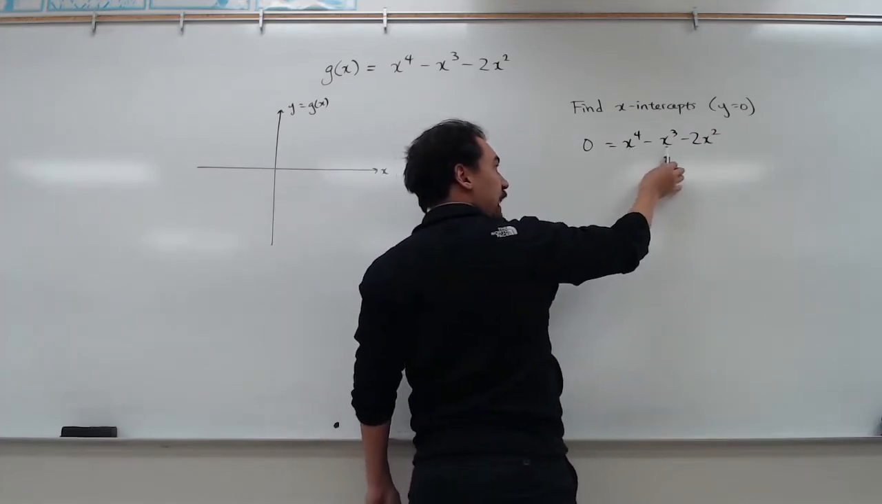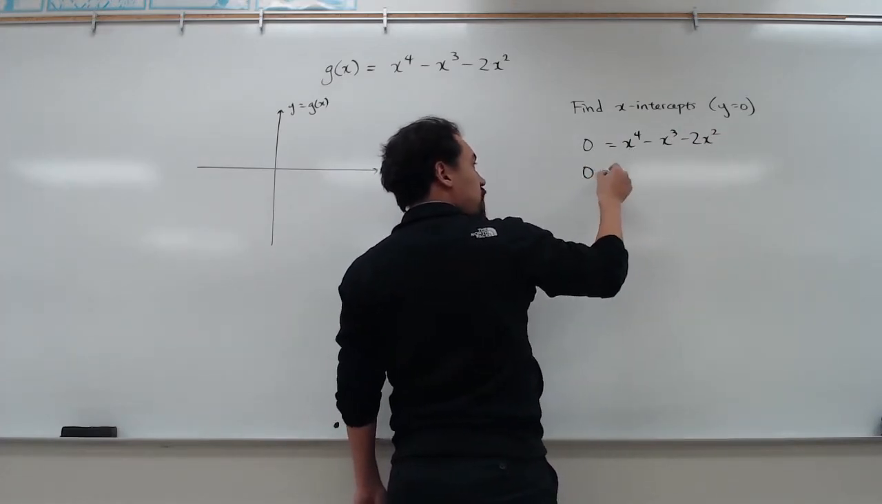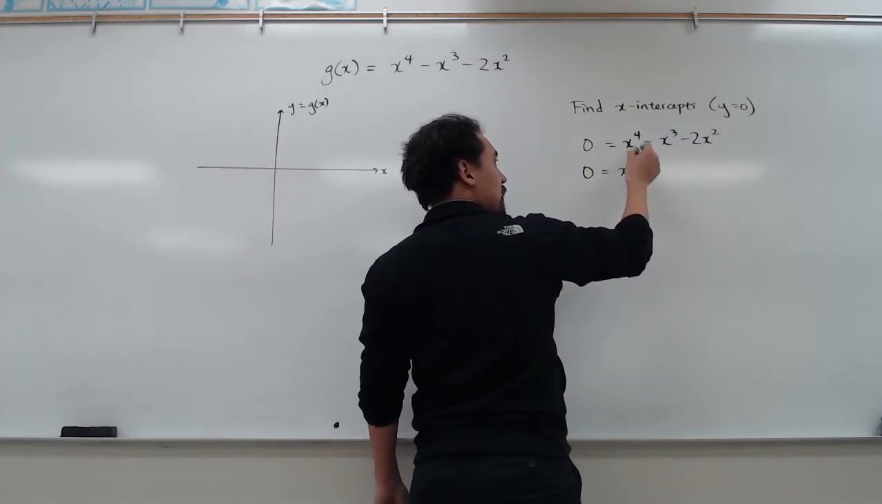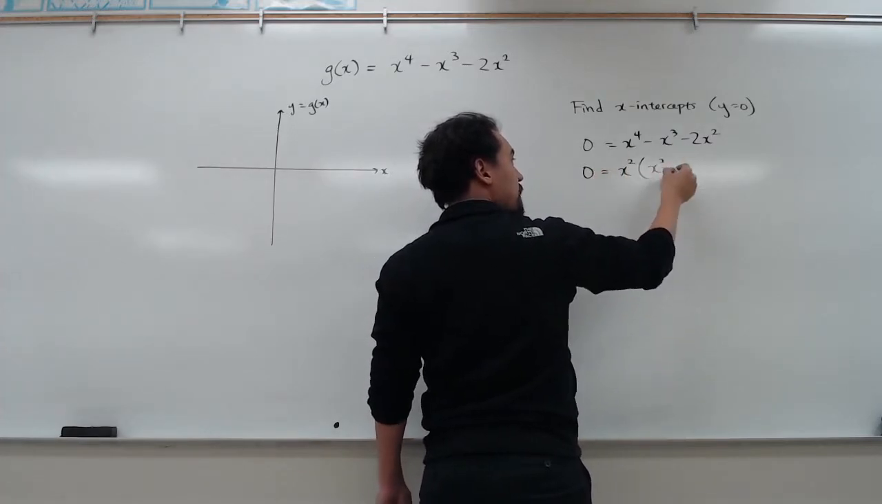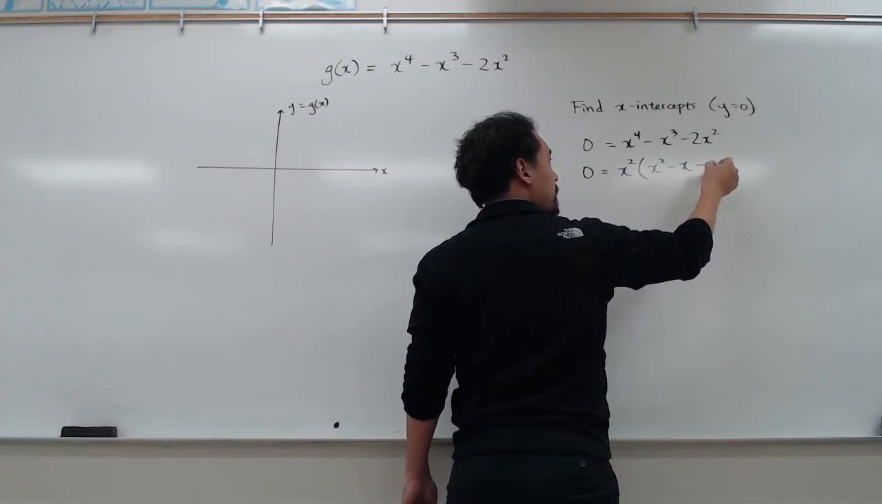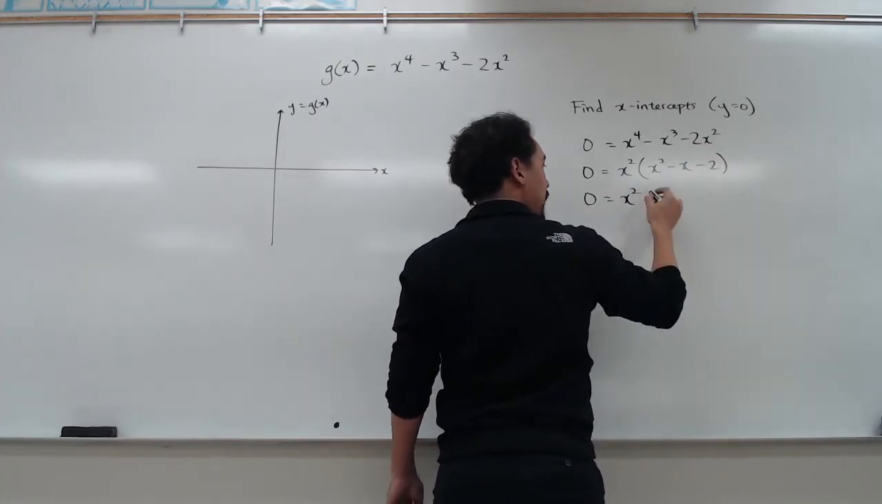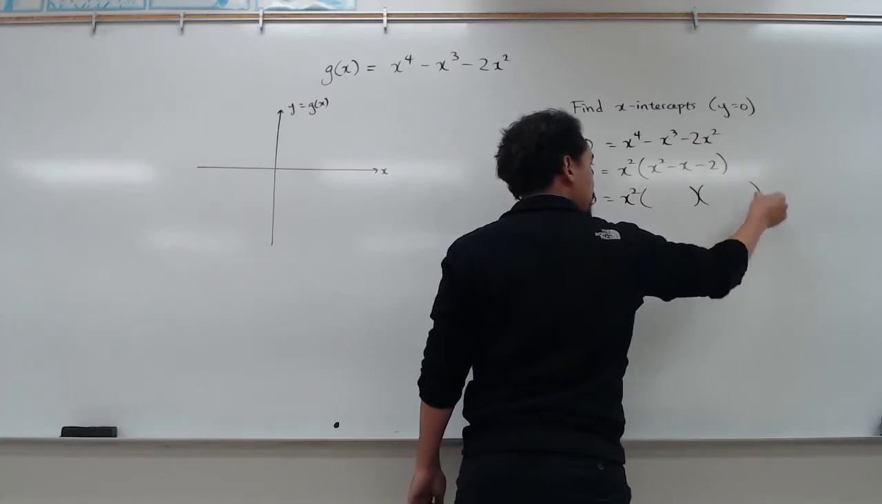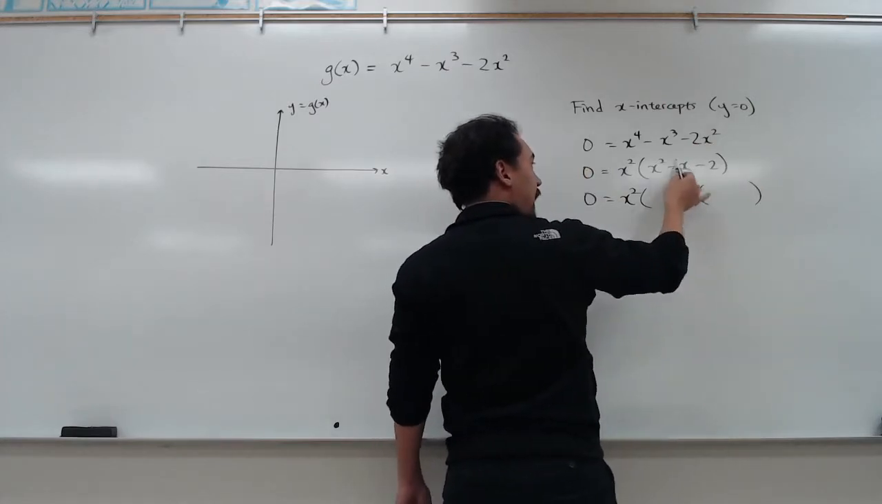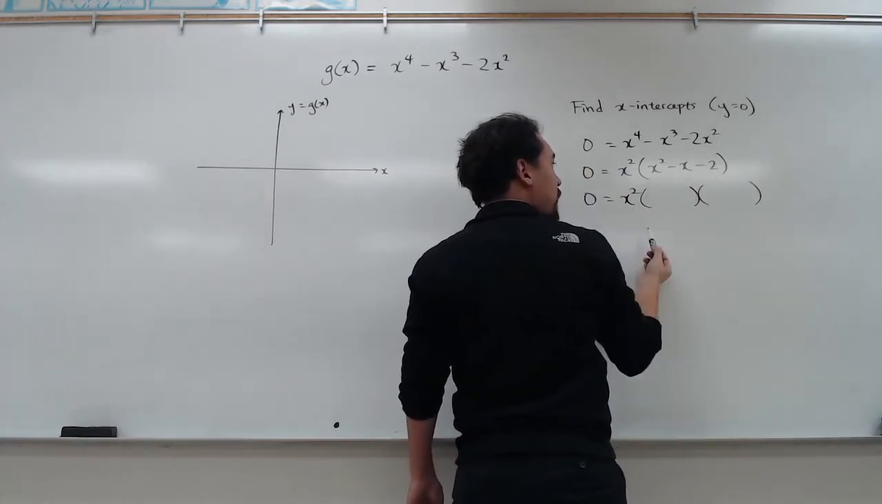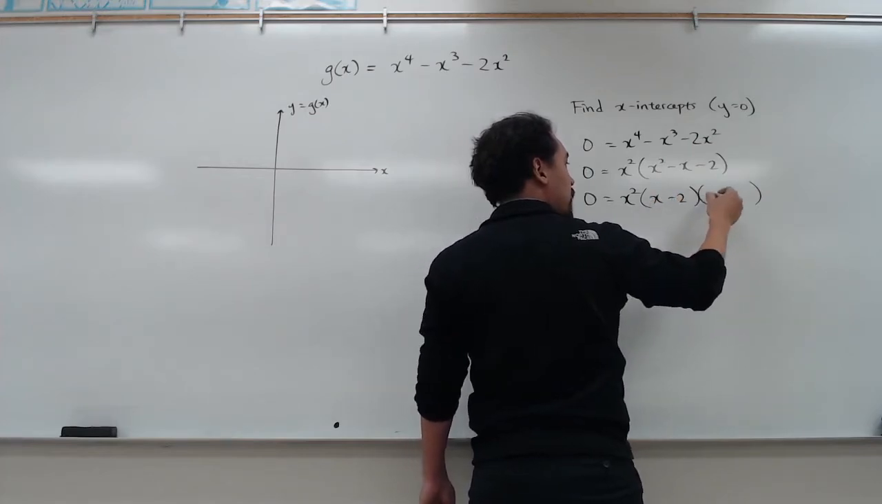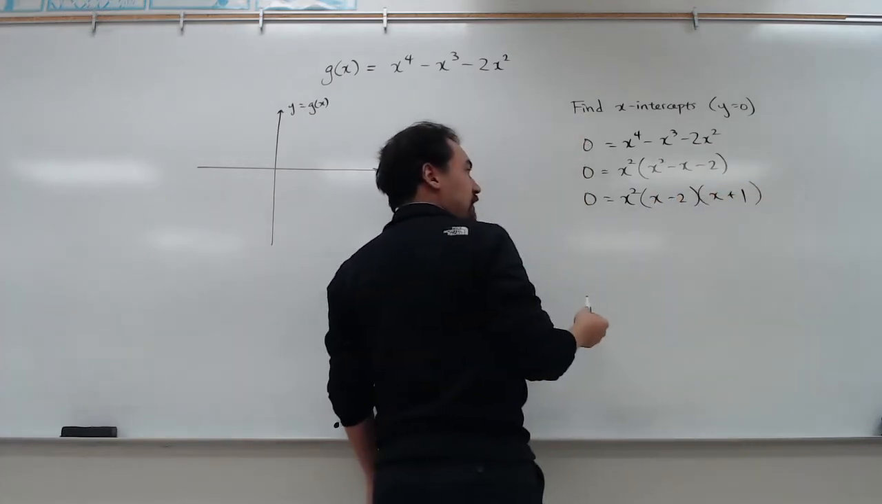So we see there's an x squared in every term. We'll start with that. This becomes x squared. This becomes minus x. This becomes minus 2. And we look at this and realize that's a quadratic that we can factor nicely, looking for numbers that add up to negative 1 and then multiply to negative 2. So negative 2 and positive 1 will fit that description.